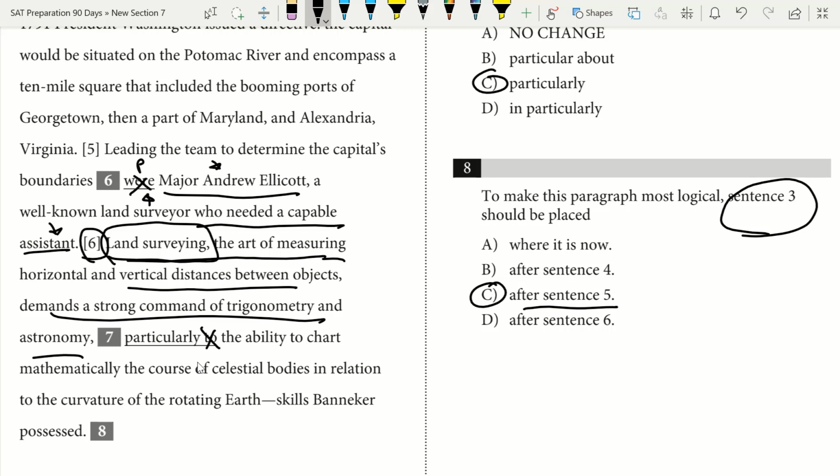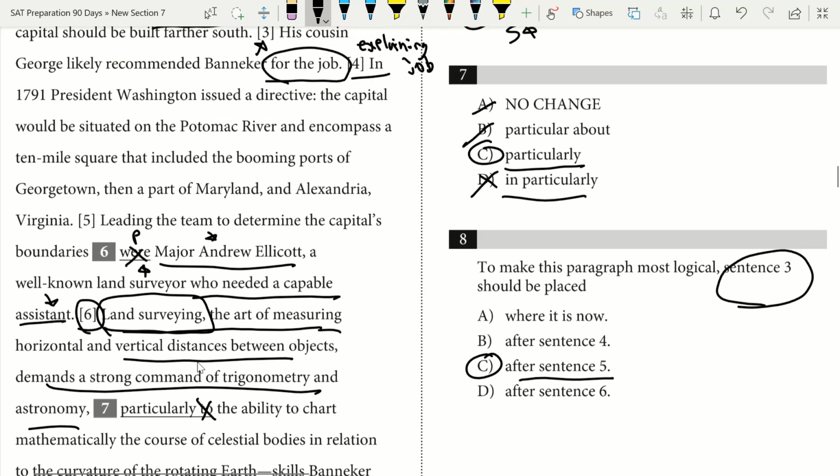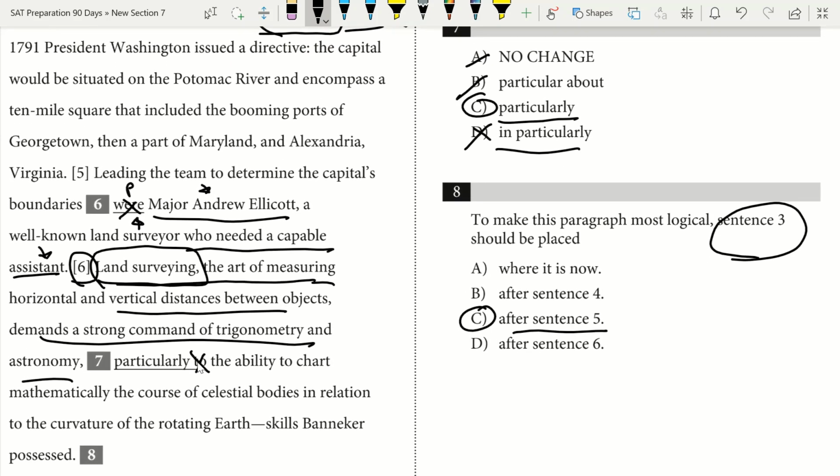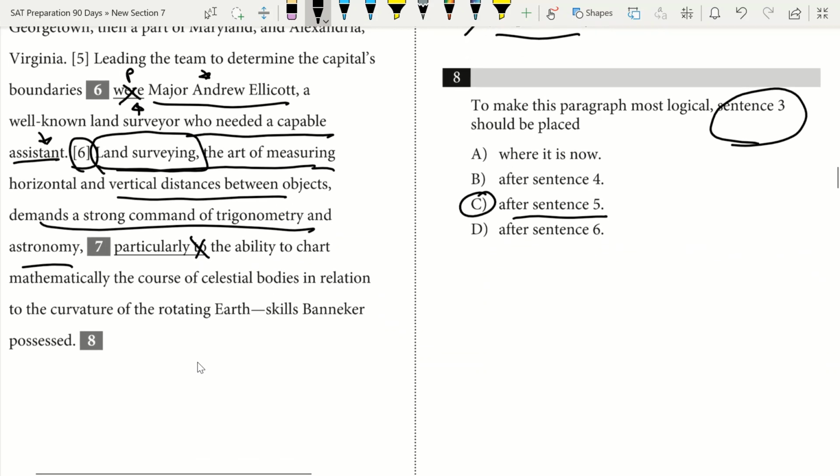So we wouldn't say "particularly to the ability." That's not idiomatic. We wouldn't say "particular about the ability." Okay, that's also not idiomatic. So this is really just an idiom question. We would say "particularly." We wouldn't say "in particularly" either, just "particularly." It's just an idiomatic question. So what would you normally say is really the big tip there. We would say "particularly the ability to chart mathematically."